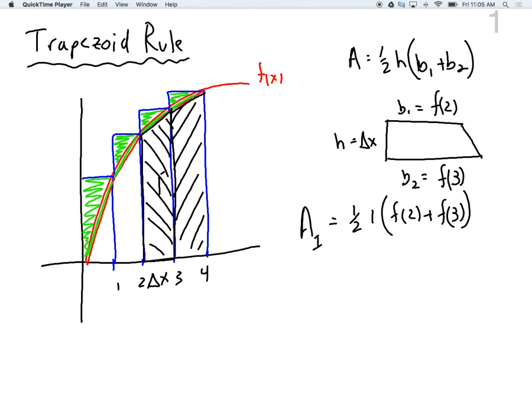We'll call that area 1, so put a big capital A in there. And we'll call this one area of region 2. Still has a delta x of 1. What's B1? F of 3. And what's B2? F of 4.